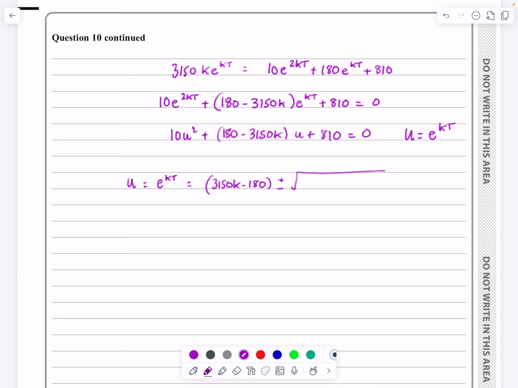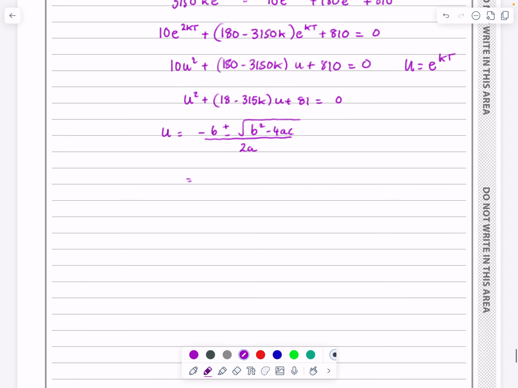that all squared. Do you know what, before I do all that actually, let's just divide everything by 10. I'm just looking at the constants and they're not very nice, and actually we could have called this u² plus 18 minus 315k u plus 81 equals 0. So just divide everything by 10. It's just going to make it a little bit easier when we're subbing values in later on. So u is going to be equal to minus b plus or minus the square root of b² minus 4ac all over 2a.